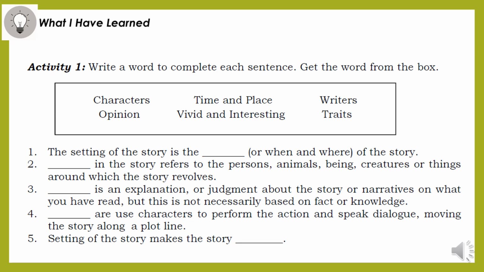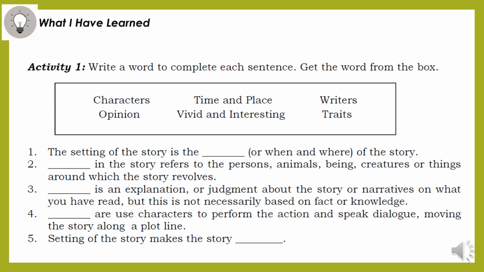What I have learned. Activity number 1. Write a word to complete each sentence. Get the word from the box. So here are the words from the box. Characters, opinion, time and place, vivid and interesting, writers, traits.